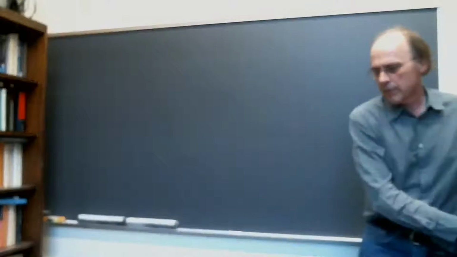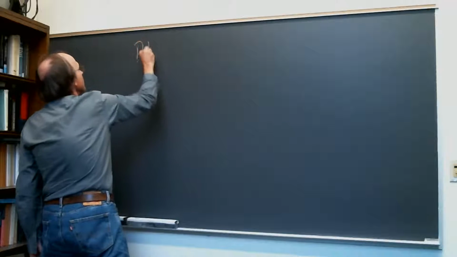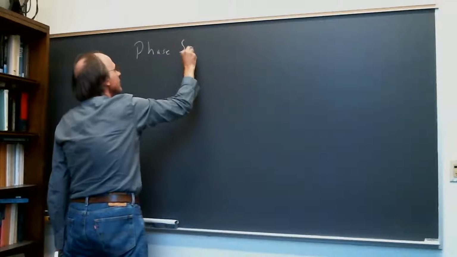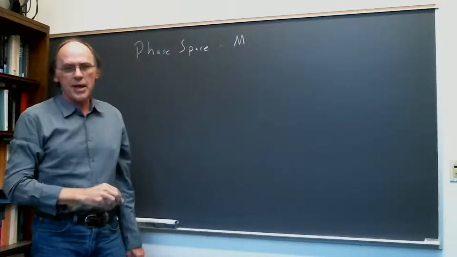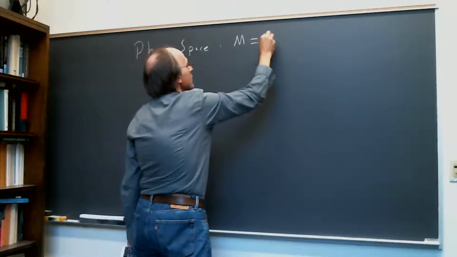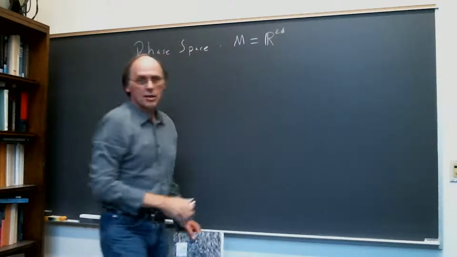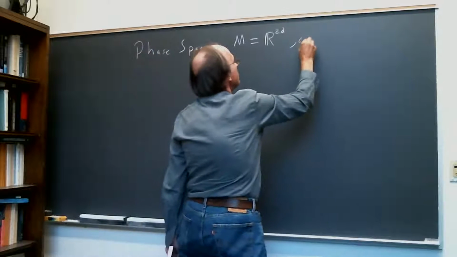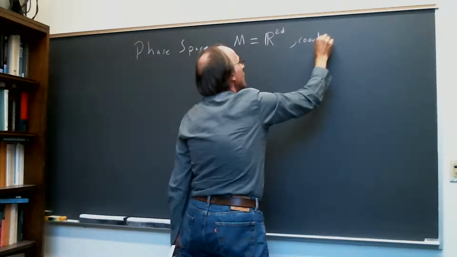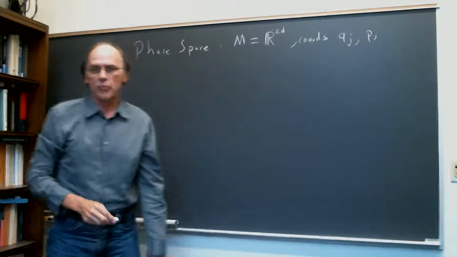So the underlying gadget here, the underlying thing we're talking about, is phase space. I'll always write it as an M, and for us it's always going to be an even dimensional space, the space with coordinates Q_j and P_j, where j is from 1 to d.